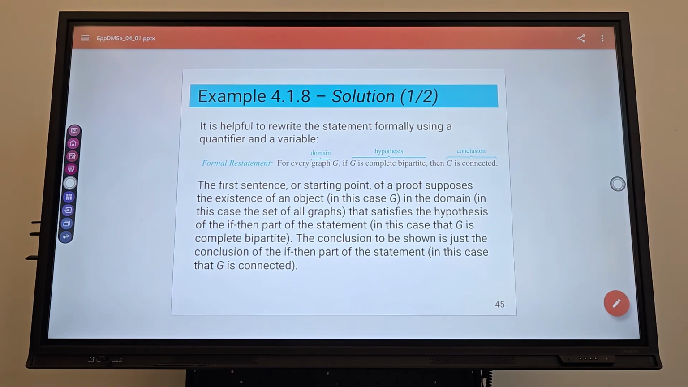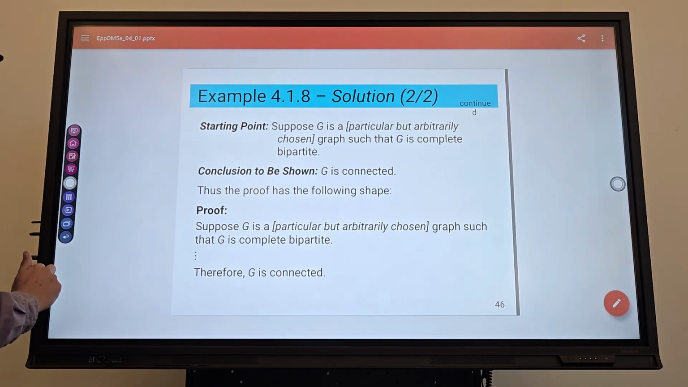And the first sentence or starting point of the proof supposes the existence of an object in the domain that satisfies the hypothesis of the if-then part of the statement. The conclusion to be shown is just the conclusion of the if-then part of the statement. So the starting point: suppose G is a graph such that G is complete bipartite. Conclusion to be shown: G is connected.